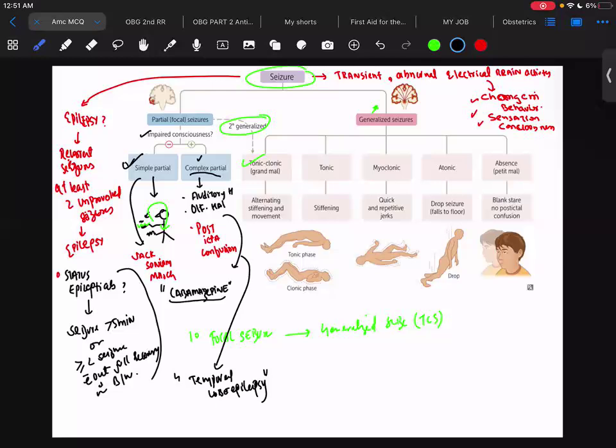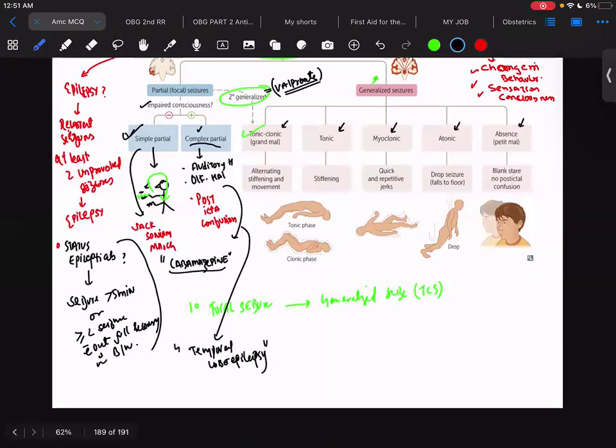Then we have generalized seizure. What are the types of generalized seizure? The patient can have tonic seizure, myoclonic seizure, atonic seizure, or absence seizure, right? So these are the different types of generalized seizure. Remember that if the partial seizure is converted into secondary generalized seizure, the treatment of choice is valproate. Okay, treatment of choice is valproate.